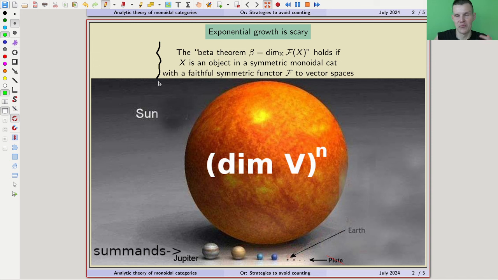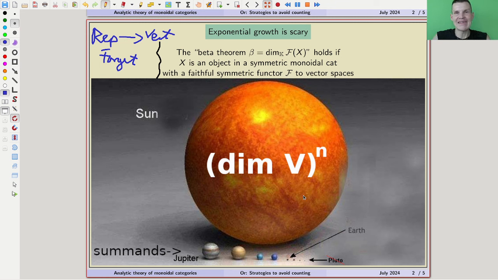Let's just do the example of Rep G. For Rep G, my functor to vector spaces is just a forgetful functor. Let's just forget. So for all of the categories I've studied so far, the functor is pretty simple. It's just the forgetful functor. But you can make this completely general. Okay, so exponential growth is scary. Exactly the same statement, and actually essentially exactly the same proof, goes through.